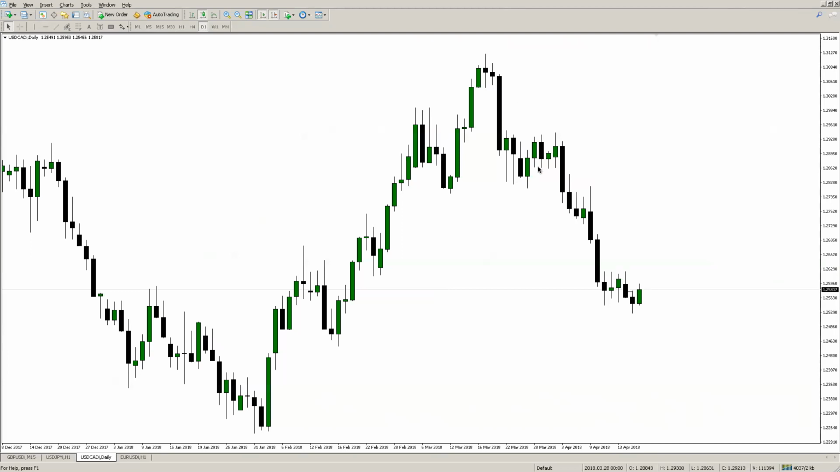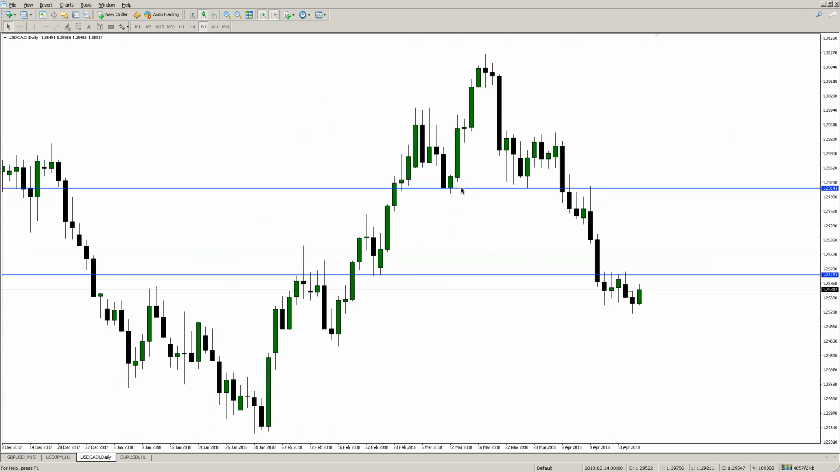I think we were around somewheres in here maybe. I think we were in here whenever I made the video. I may be wrong though. We may have been in this little consolidation here. Anyways, I was just looking for continuation lower below each swing low on USD CAD.